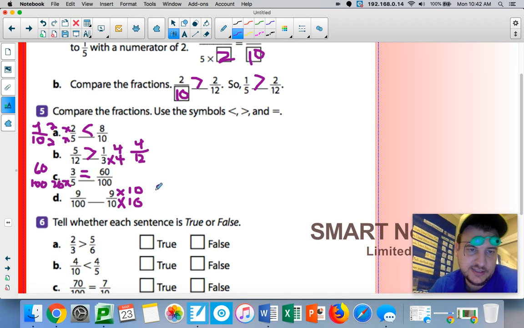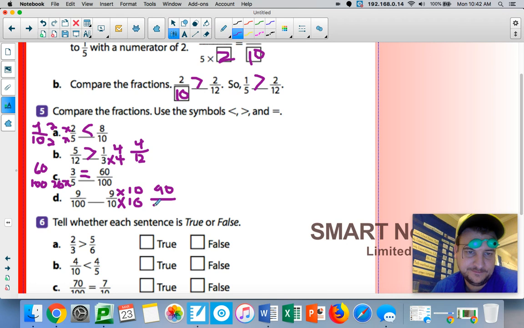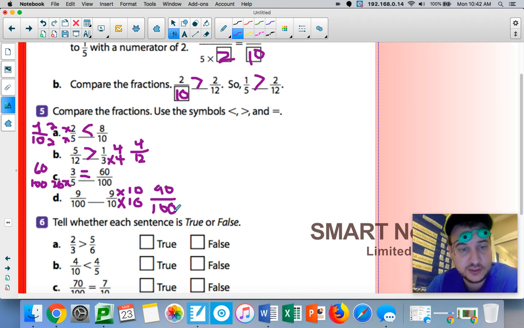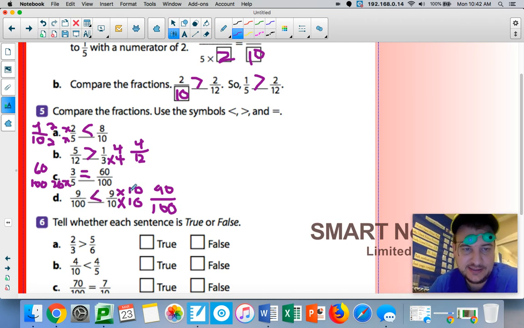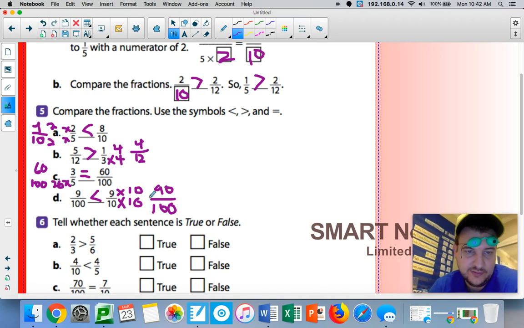Which gives me 90 hundredths. That looks like a 6. Well, you know what, kid? You draw on this. This is tough. 90 hundredths is bigger than 90, or 9 hundredths. So this is like saying 9 pennies. This is saying 9 dimes. I would rather have 9 dimes.